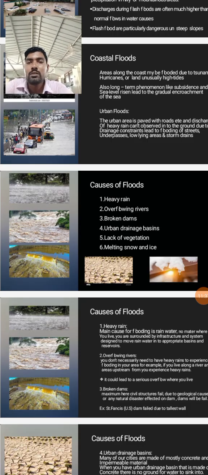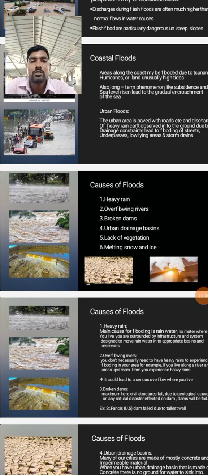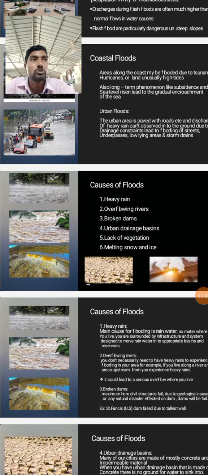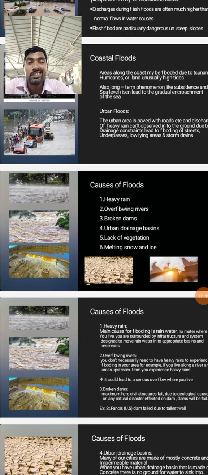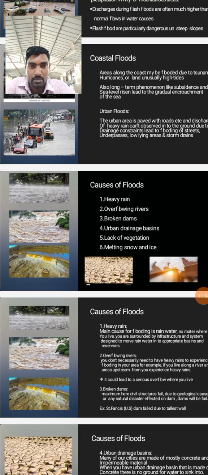So the first image is heavy rain. The second image represents the overflowing of the rivers. The third one is broken dams. Unfortunately, civil structures can fail, and then these kinds of problems will happen. So, broken dams. And the fourth one, urban drainage basins.